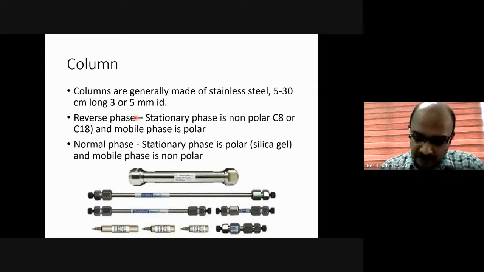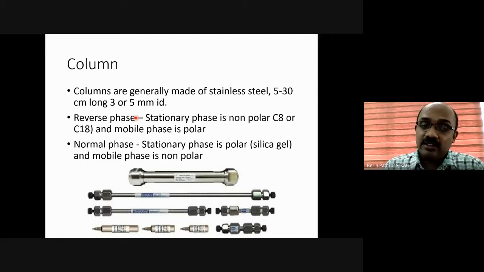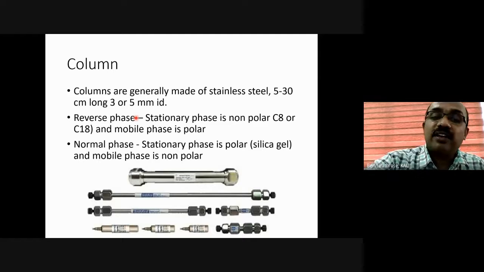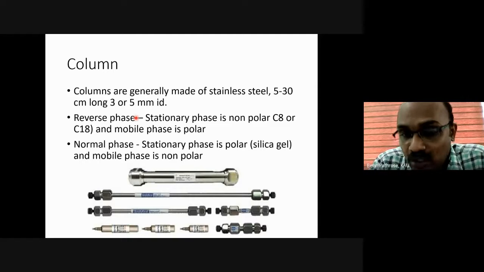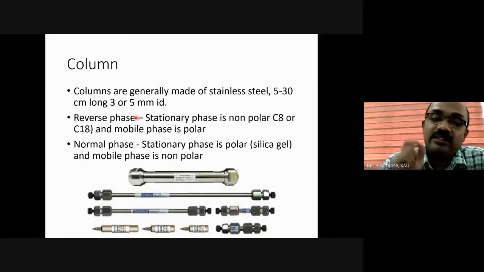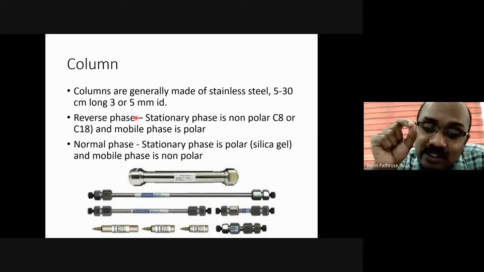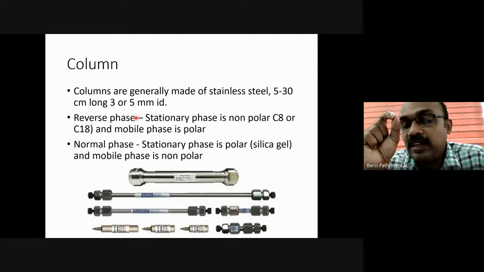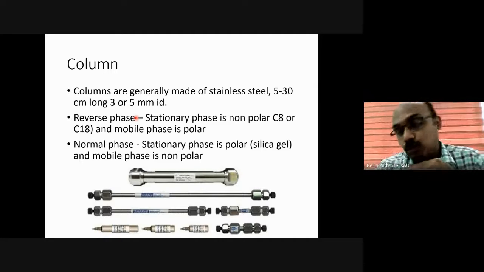And in pesticide residue analysis, we normally go for reverse phase HPLC, not normal phase. In reverse phase HPLC, the stationary phase is non-polar, and usually in that stationary phase, we have C8 or C18 filled stationary phase. The column will have a stationary phase containing C8 or C18 molecules.